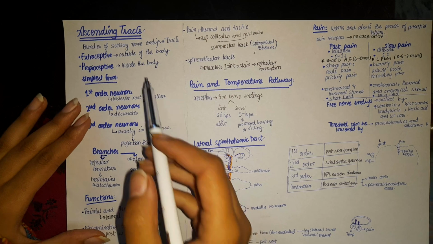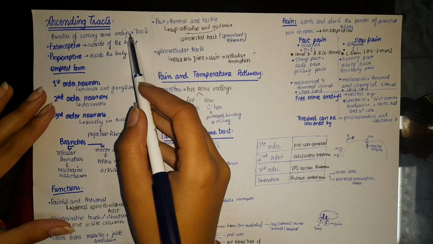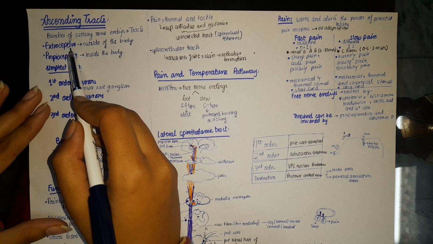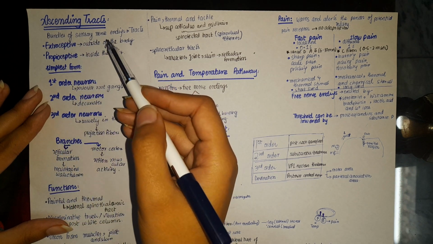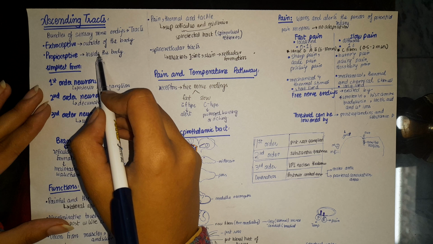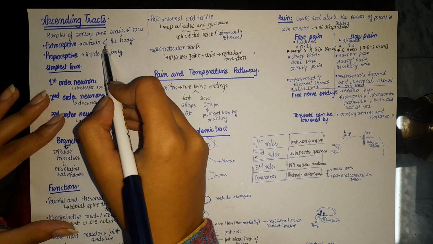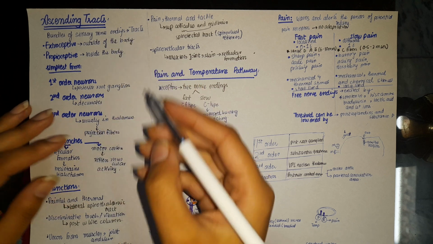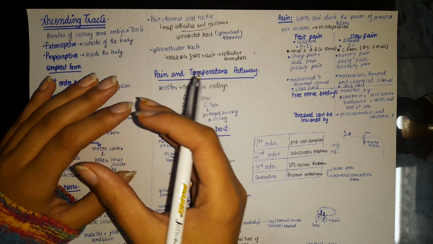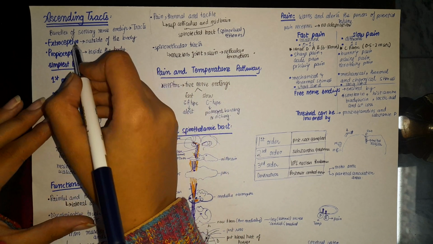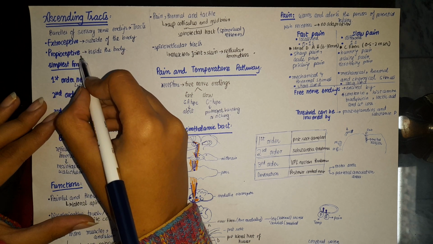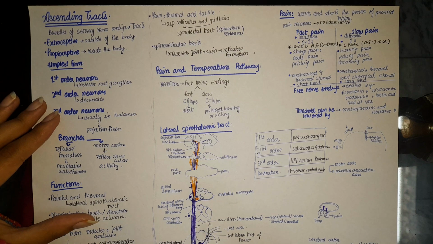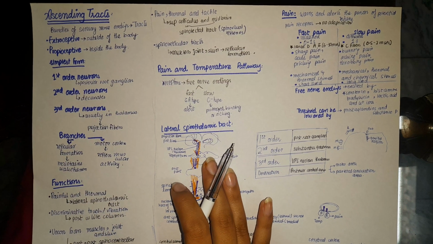So what are tracts? These are actually bundles of sensory nerve endings, and they carry two types of information. One is exteroceptive, that means outside the body, and one is proprioceptive, that means inside the body. Outside the body is of some external stimuli. It can be a certain pain or temperature, like a pain prick, or if a hot or cold object is brought close to your hand, that will be exteroceptive information. Whereas proprioceptive information is from your muscles, from your bones, from anything inside your body, like your viscera, etc.